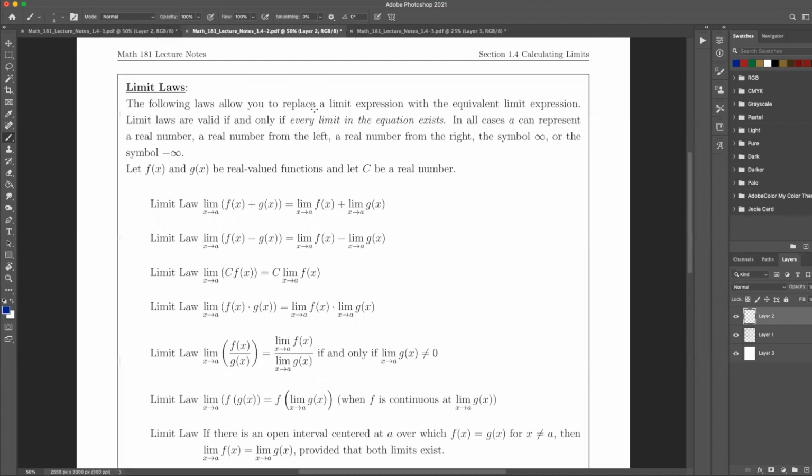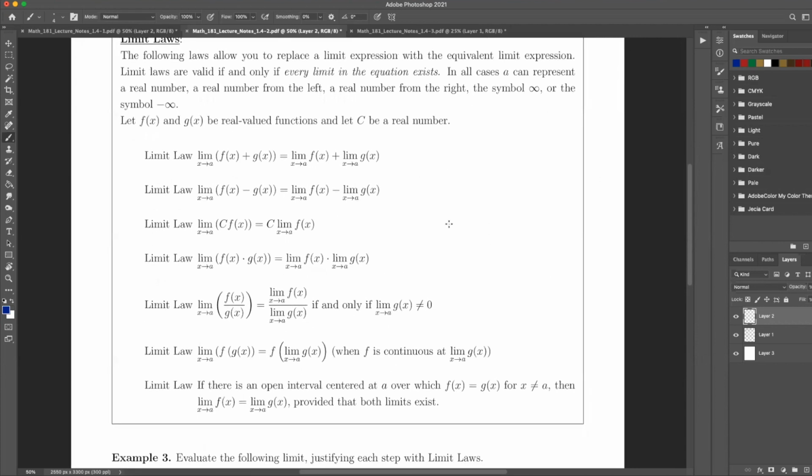Limit laws allow you to replace a limit with an expression of limits. These are only valid if the limits of the expression exist and are real numbers. There are a bunch of limit laws. Your book is going to label them 1, 2, 3, 4, 5, 6, or whatever. Some of the other notes I've seen label them differently. I'm not ever going to ask you what limit law you used. I may ask you to show each step, but I'm not going to make you label it. So let's get into what the laws say.